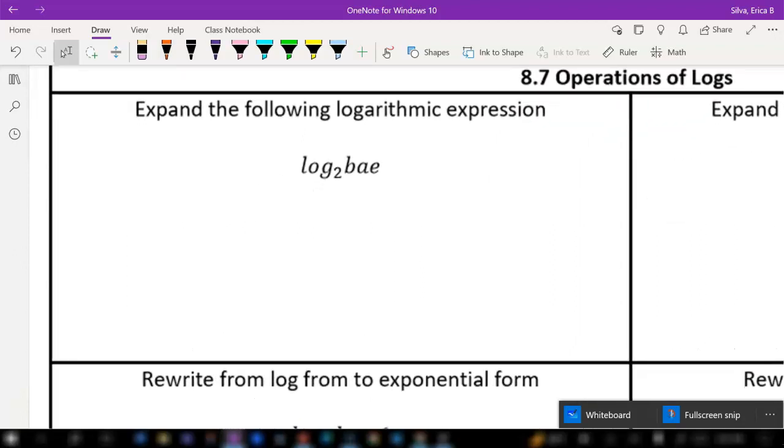We want to expand this log. You want to separate the numbers first because each one is going to get a log. So we start with log base 2 of b. Because we're multiplying, that means we're going to add log base 2 of a plus log base 2 of e.